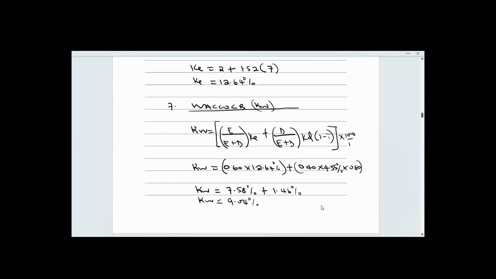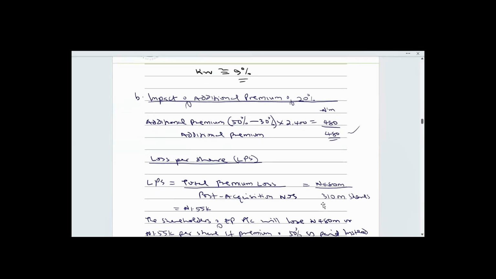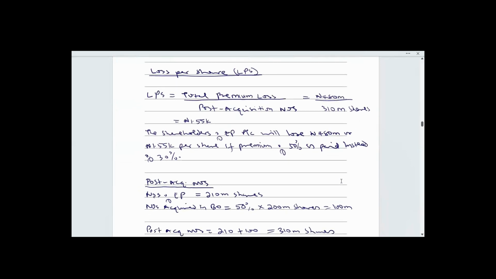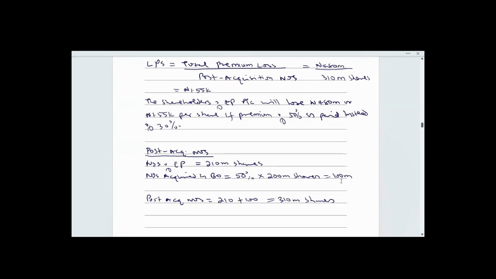So for us to get the value per share, you need to determine the post-acquisition number of shares. And the post-acquisition number of shares represents the number of shares of EP plus the number of shares acquired in BO. And that's what gave us the 310 shares. So we got 1.55 naira loss per share. Is it clear now? Yes, I see, sir. Thank you, sir. You are welcome.